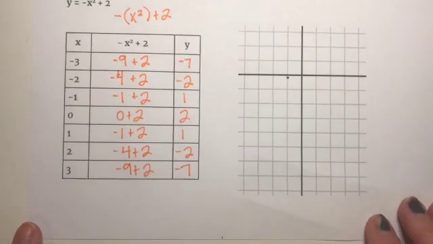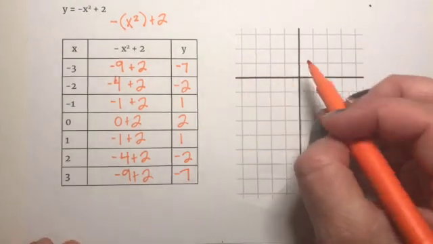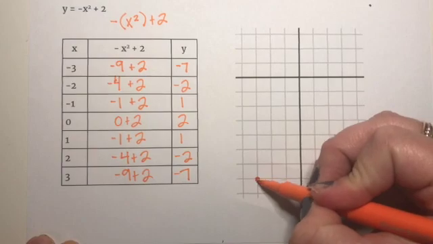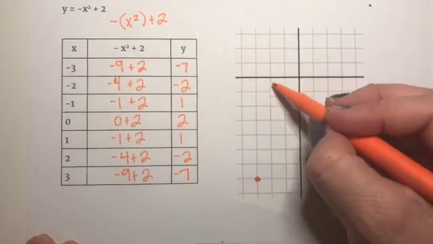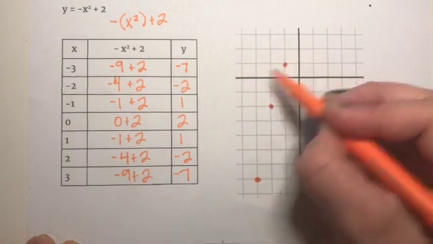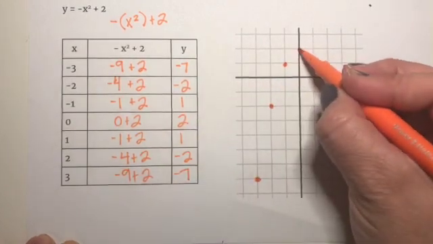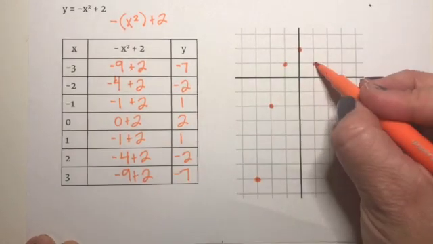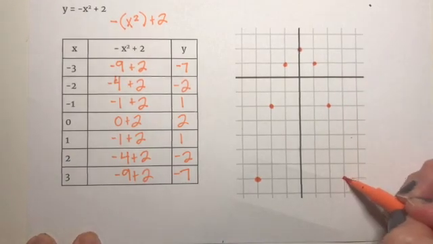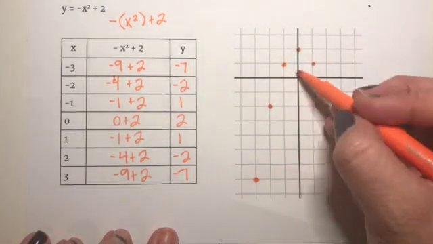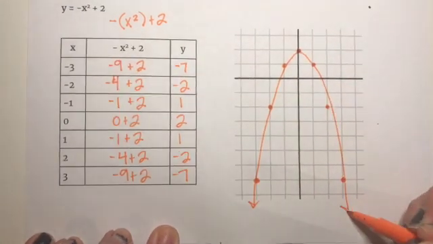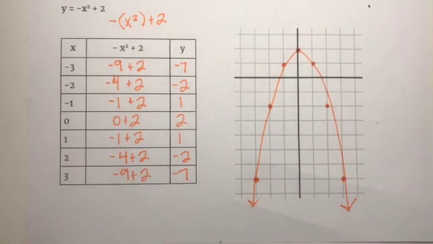So let's graph these points and see what this looks like. I have -3, -7. Then I have -2, -2. Then I have -1, 1. And then I have 0, 2. Then I have 1, 1, 2, -2, and 3, -7. And so I'm going to connect these again with my soft curve to make the parabola. Okay, and that's what it would look like.